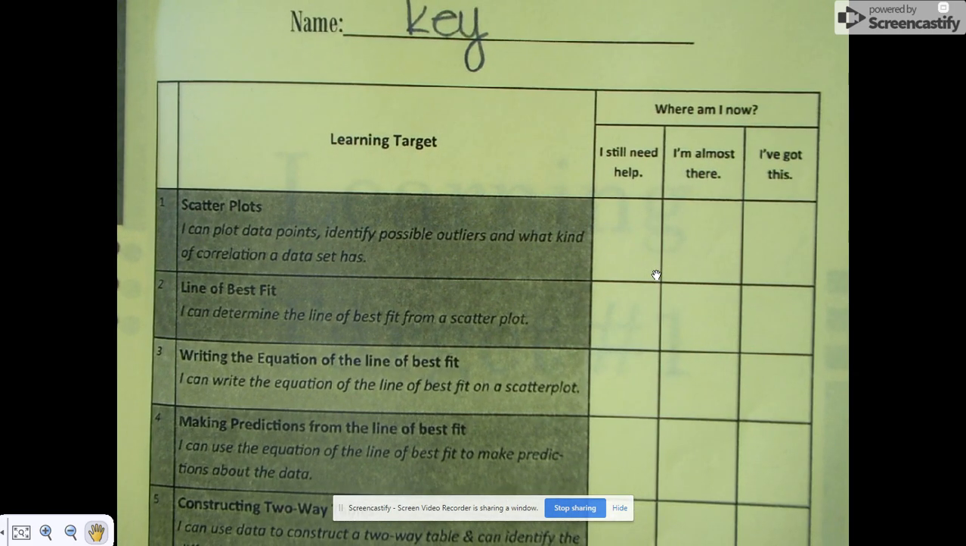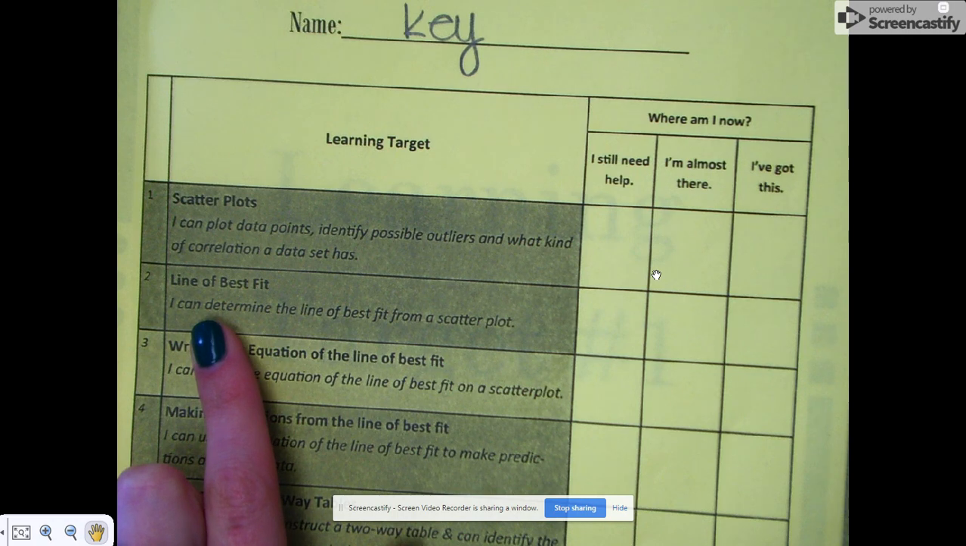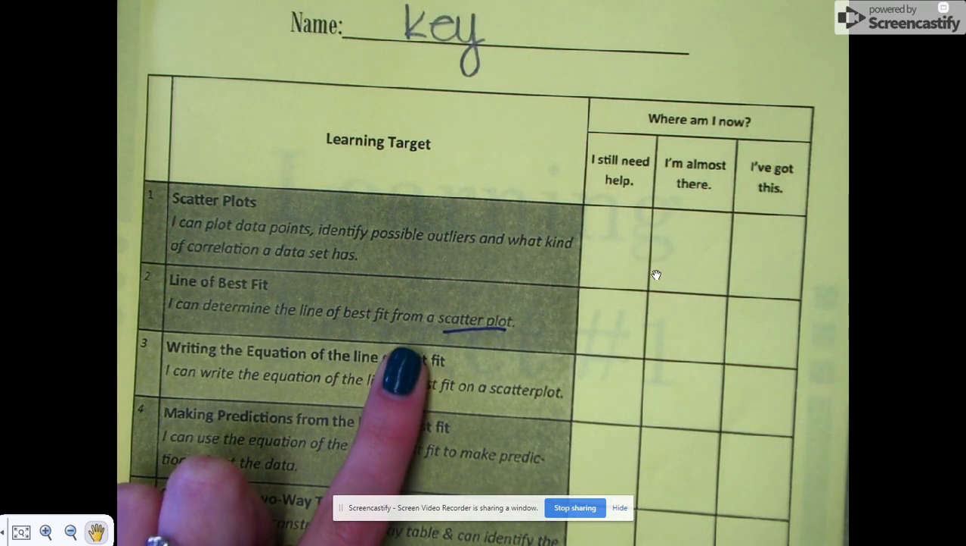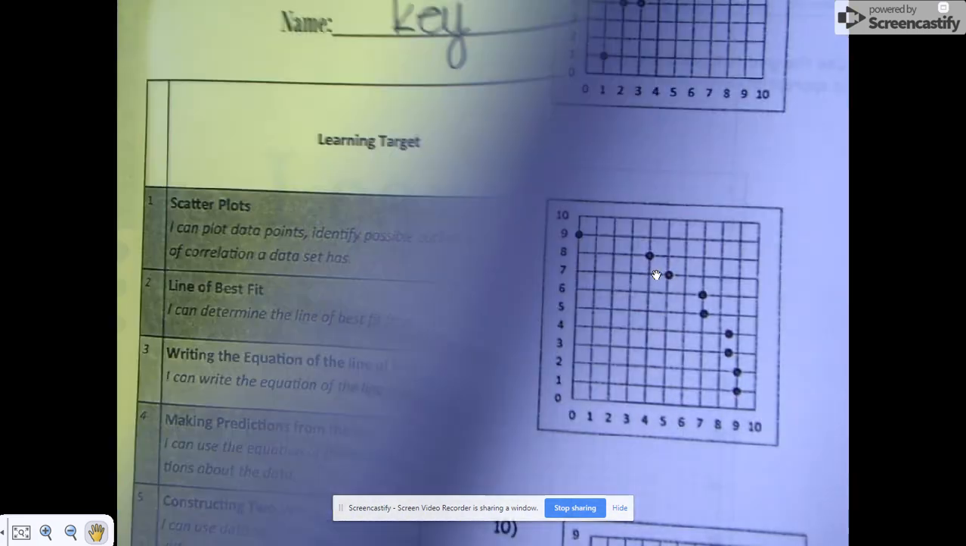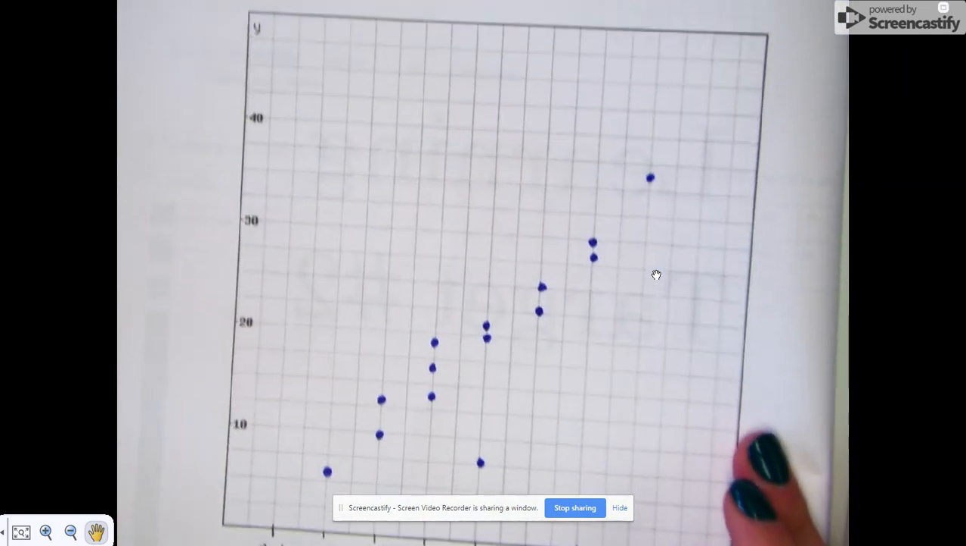Okay, so in this video we're going to talk about learning target number 2, line of best fit. So I can determine the line of best fit from a scatter plot. And you already know what the scatter plot is. It's just graphed data points. So sometimes you can get those from surveys or observations or tallies. And it's just a graph of all that different data and how they're related.